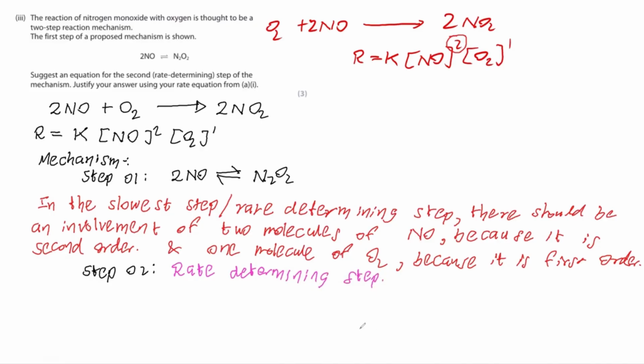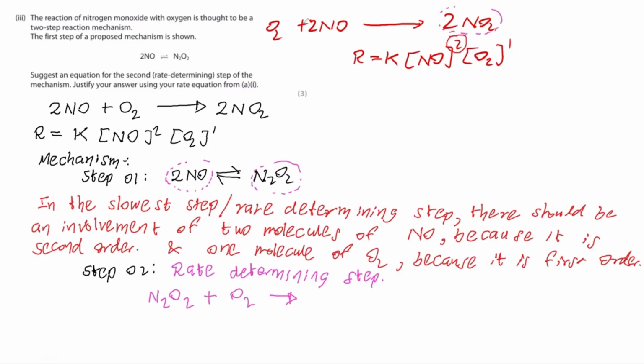Okay, now let's see. Can you see from step 1, 2 NO molecules combine forming N2O2. What is N2O2? N2O2 means actually 2 NO molecules are there. So this N2O2 in step 2 means 2 NO molecules together. They should collide with one more oxygen molecule. Why? Then only I get the product. So 2 NO molecules, meaning N2O2, combined with one oxygen molecule. I should get the product now.